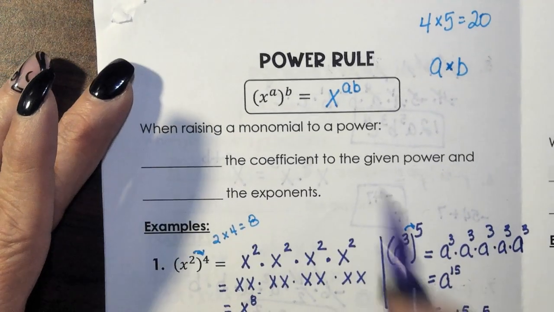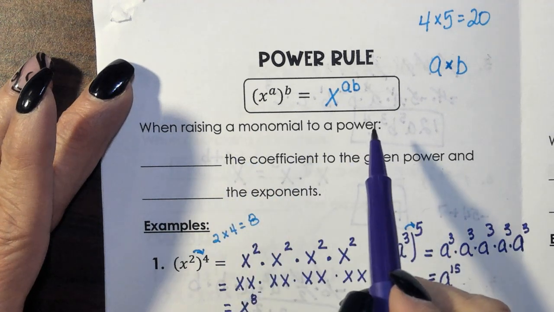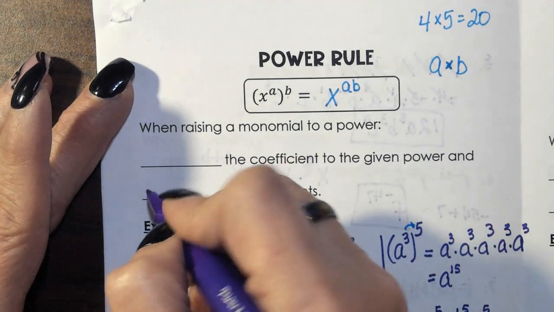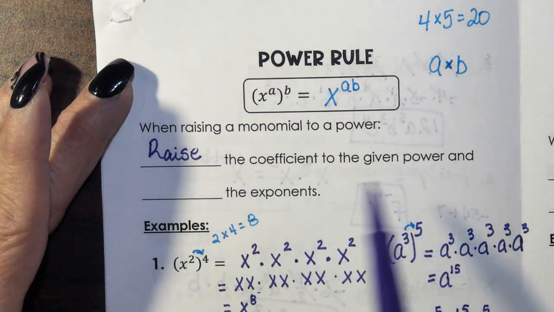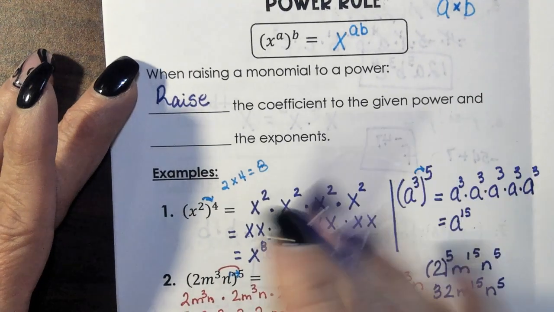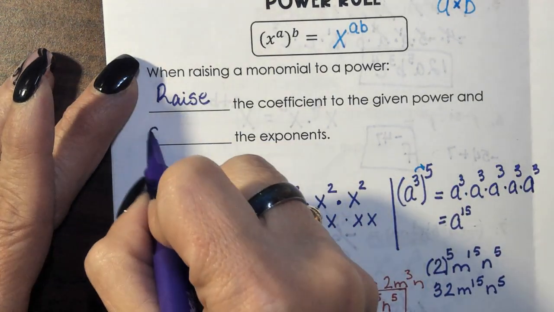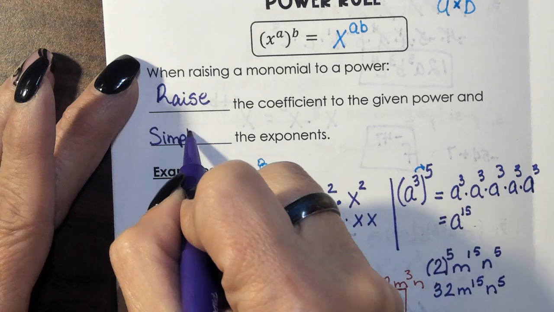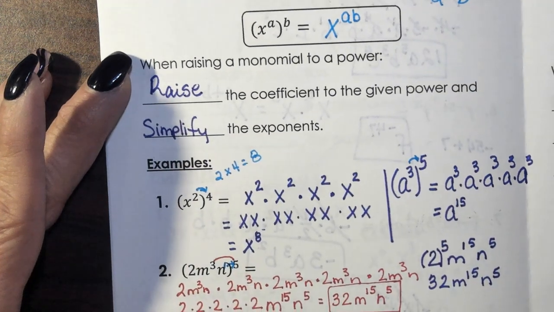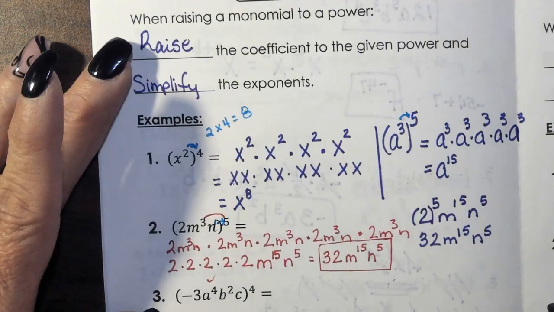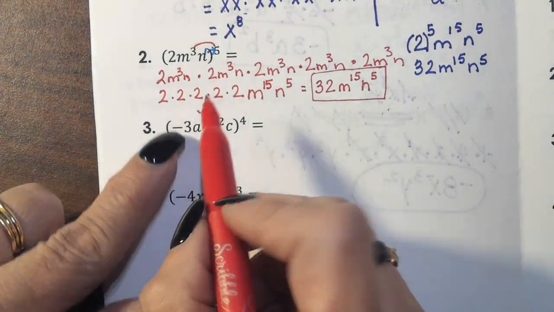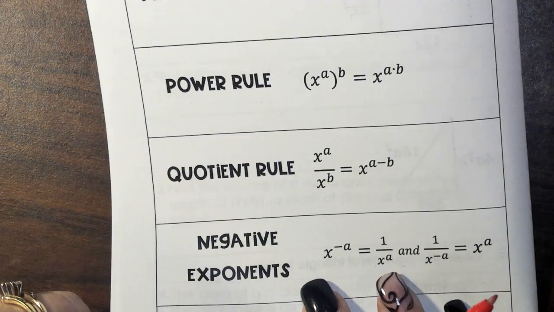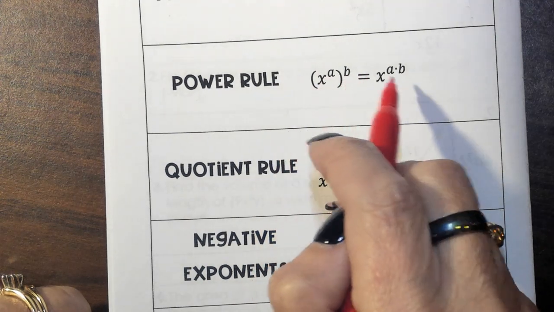So, back up here. When raising a monomial to a power, the coefficient in the front, you are going to raise the coefficient to the given power. And then on the exponents, we are going to simplify the exponents. All right. Make sure I got that. Okay, back up here. So a power to a power, we multiply. And I'm going to remind you back here, you've got the power rule. A power to a power, you multiply.